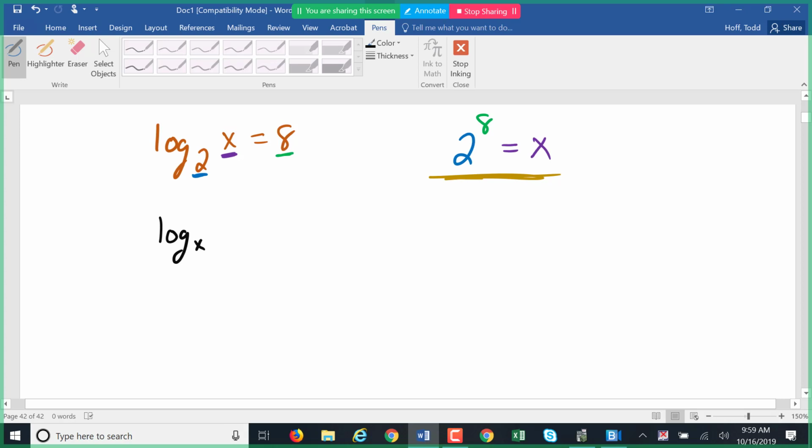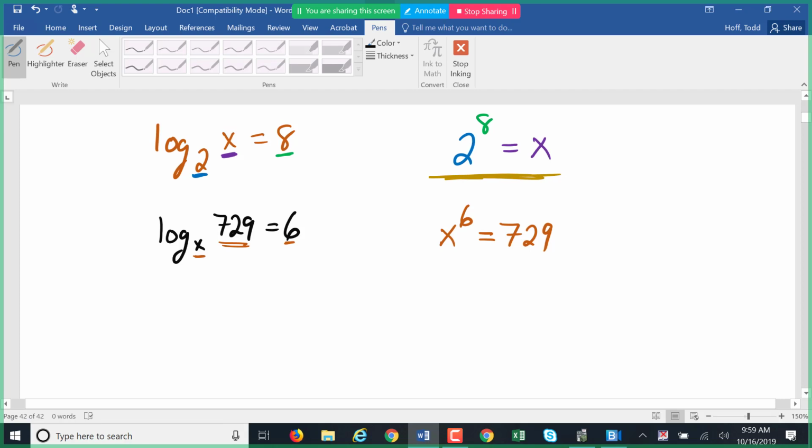So if I have log base x of 729 equals 6, the equivalent exponential form: x, again, the base of the log is the base of the exponent. The solution is the power of 6, and the object of the log is the result of the exponential.